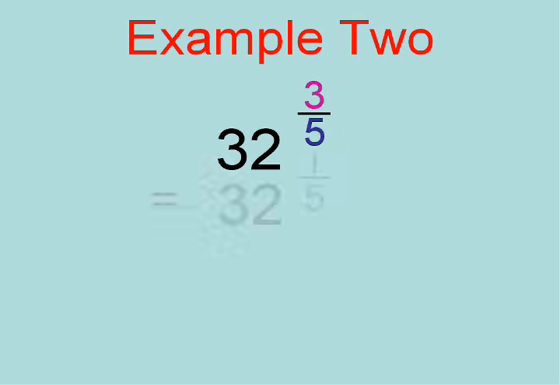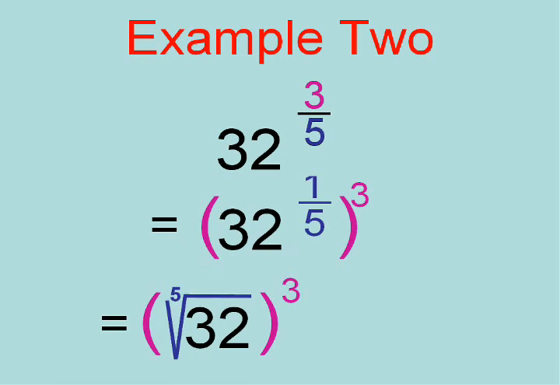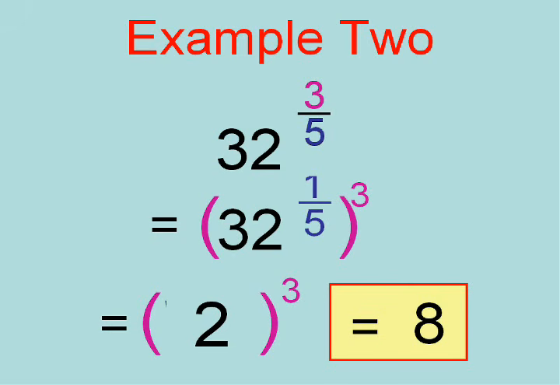So we're going to have 32 to the 1/5 power. We'll do that first, get an answer, and then raise it to the 3rd power. Now 32 to the 1/5 is the 5th root of 32. And I'm promising you that's even. Do you know what the 5th root of 32 is? Well, oh yes, it's 2. You know why? Because 2 times 2 times 2 times 2 times 2, 5 times, equals 32. Okay? Then we take 2, raise it to the 3rd, and you get 8.